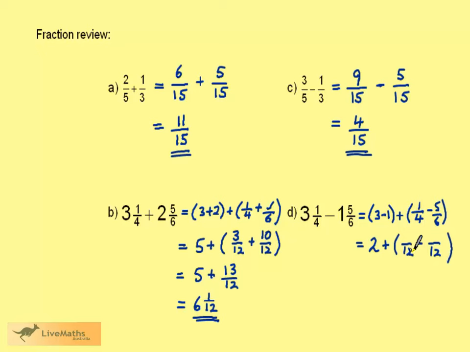4 times 3 is 12. 1 times 3 is 3. 2 times 6 is 12. 2 times 5 is 10. So we have 2, and this gives us minus 7 twelfths. We need to take 7 twelfths from 2, and if we do that, we get 1 and 5 twelfths.